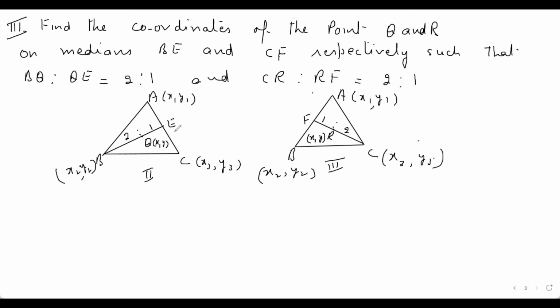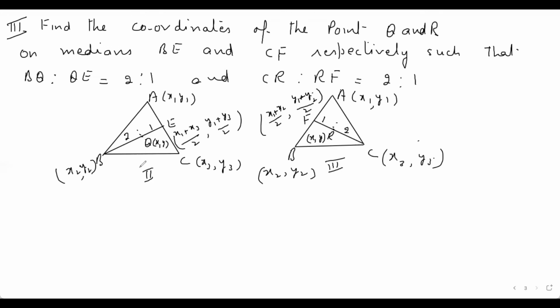Its coordinates are (x1 plus x3) upon 2, (y1 plus y3) upon 2. Similarly, CF is the median. It's given to us. It means F is the midpoint of AB. So coordinates of F are (x1 plus x2) upon 2, (y1 plus y2) upon 2. So they are the coordinates of F.